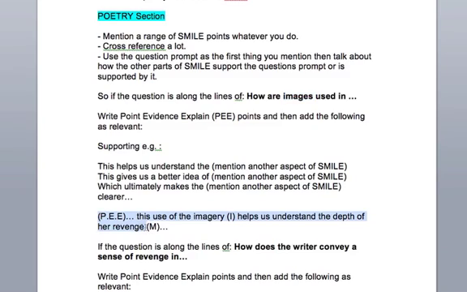So basically what you're looking at here is your PEE point, and you'll say the use of imagery, which is the I, helps us to understand the depth of her revenge by, and then whatever you want to add about it.